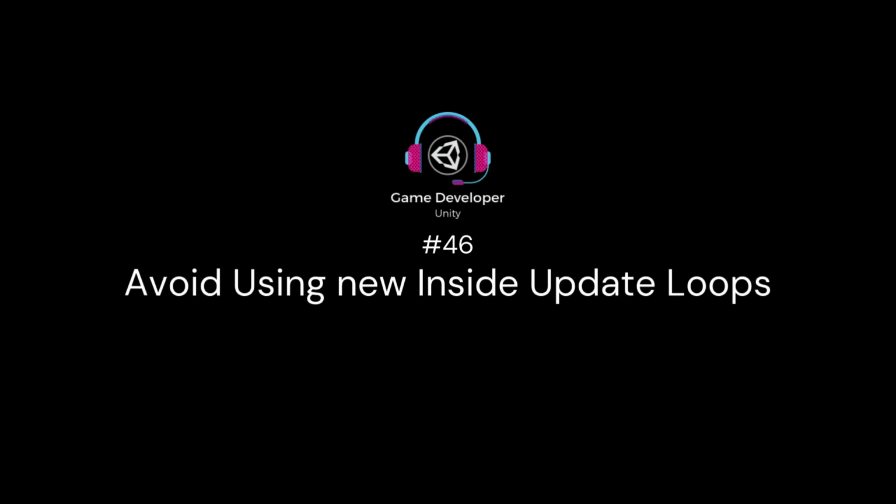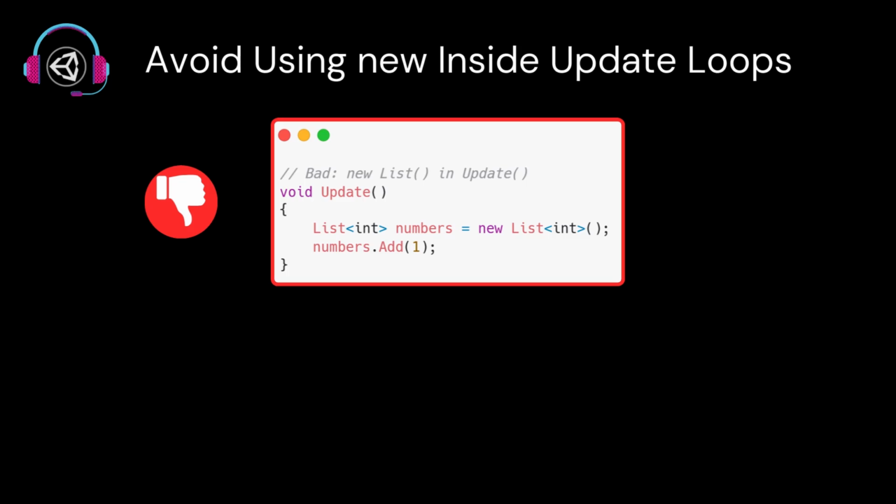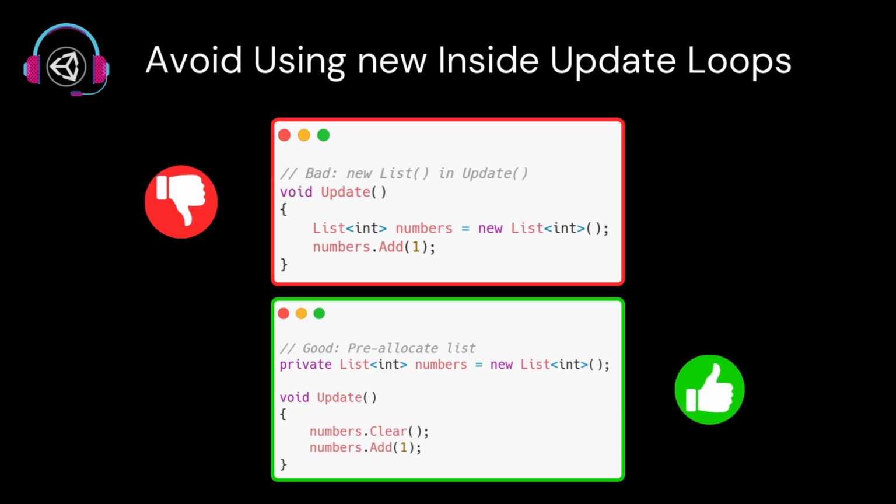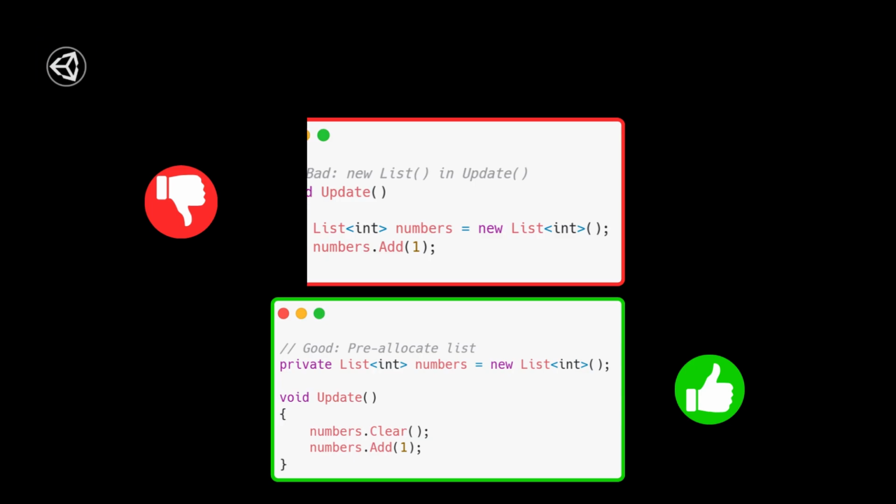Tip number 46. Avoid using new inside Update loops. Creating new objects, especially classes or lists, inside frequently called methods like Update, generates garbage, leading to frequent garbage collection and performance hiccups. Avoid using new to create objects inside Update. Pre-allocate objects if necessary or use object pooling. Minimizing object creation reduces the load on the garbage collector and improves performance, especially when done frequently.